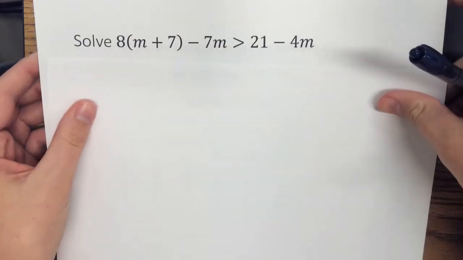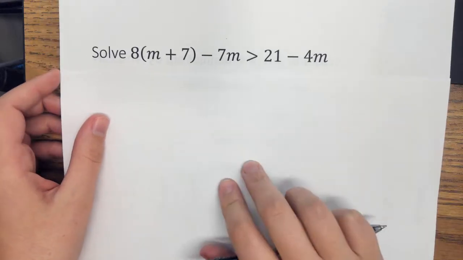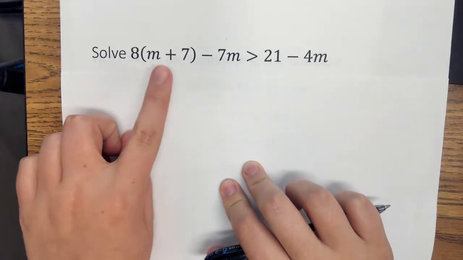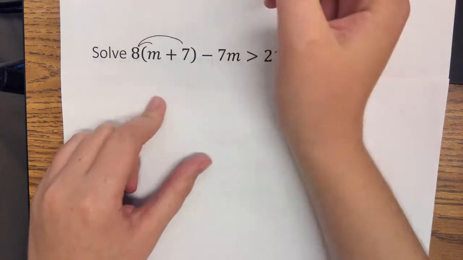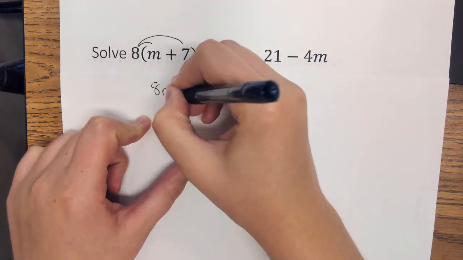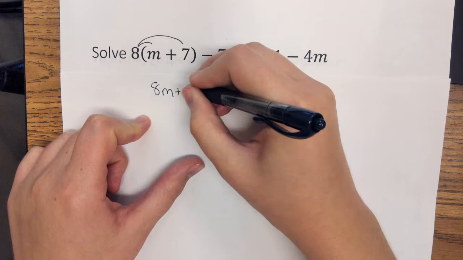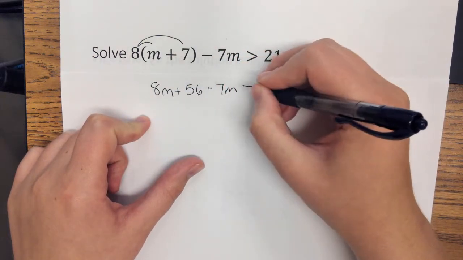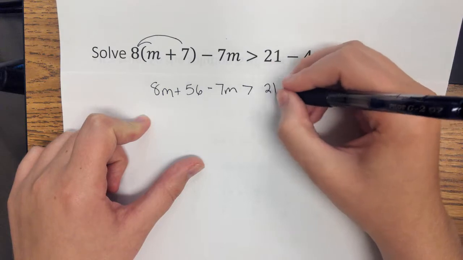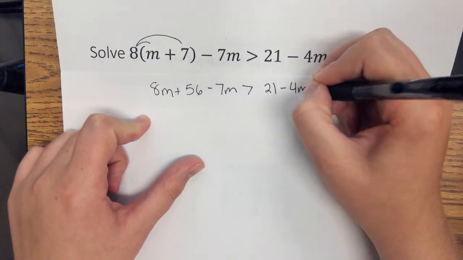Let's try one with a couple more steps. So same thing, I'm always going to start just like it's an equation. I see this parentheses, that makes me want to distribute. So let's do that first. 8m plus 8 times 7 is 56. So I have a minus 7m is greater than 21 minus 4m.